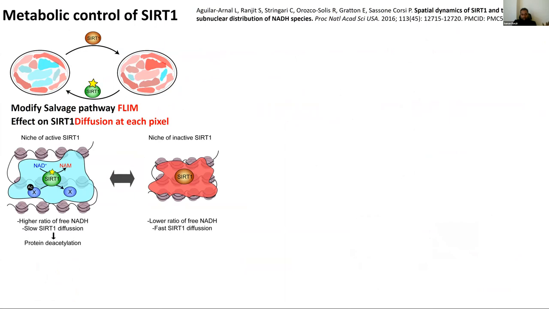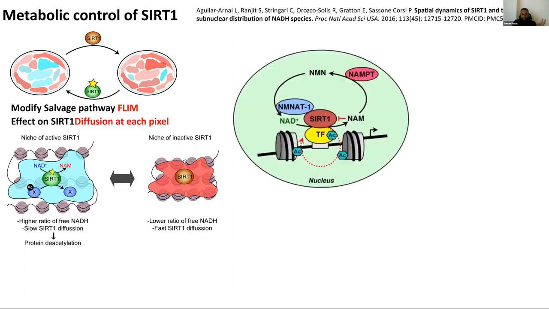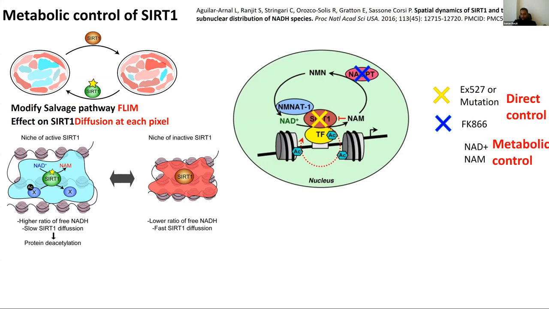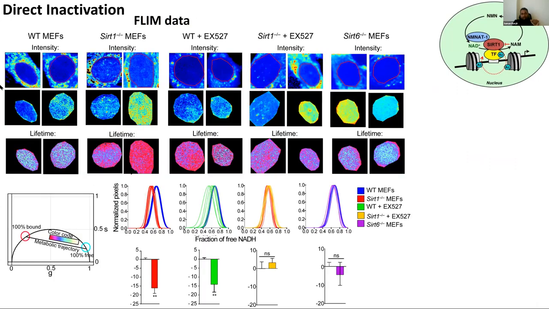So we looked at it through the phasor and FLIM of NADH, and the idea again is SAT1, when it's bound, is active, and when it's freely rotating it is inactive, and looking at that we should be able to see. The way we did it, we controlled SAT1 activity by either mutating it or adding a drug called EX527, which blocks SAT1 activity. We also block this salvage pathway by adding a dye which blocks the enzyme NMPT, which are our direct controls, and then our metabolic control is the addition of NAD plus and NAM to force this to go back one way or the other.